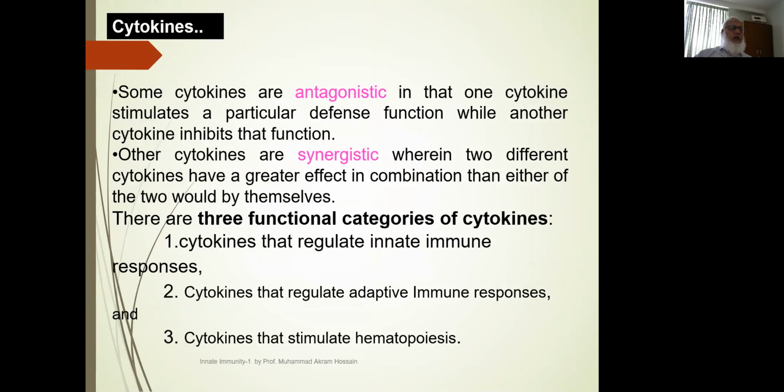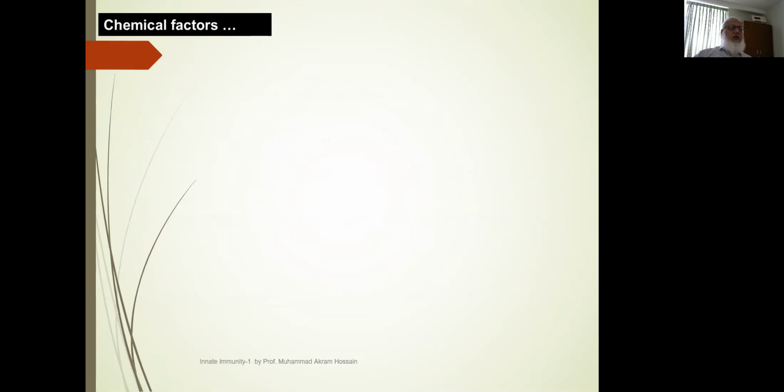Cytokines can be functionally categorized into three types: cytokines that regulate the innate immune response, cytokines that regulate the adaptive immune response, and cytokines that stimulate hematopoiesis. We will discuss in detail in the cytokine lecture.